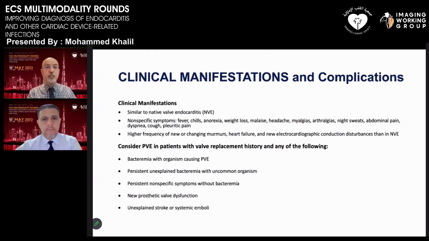Now, clinical manifestation and complication of prosthetic valve endocarditis are essentially similar to the native endocarditis. Same symptoms. We're not going to go through the symptoms. Everyone knows the symptoms here. There's higher frequency of new or changing murmur or heart failure in patients with prosthetic valve endocarditis than native valve endocarditis. We have to consider endocarditis in this subset of patients with prosthetic valve when you have bacteremia or even persistent non-specific symptoms without bacteremia. If you have persistent and non-specific symptoms that don't go away, which are new in nature, you have to have high clinical suspicion for these patients, especially if the inflammatory markers are elevated. If you have, of course, new prosthetic valve dysfunction, unexplained stroke or emboli, this will raise your suspicion for endocarditis.